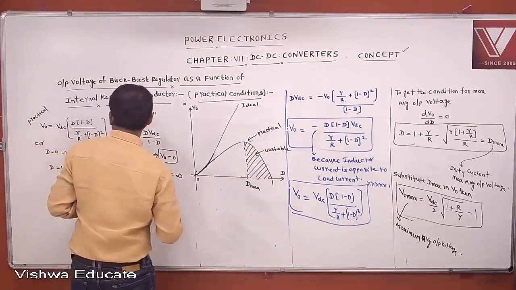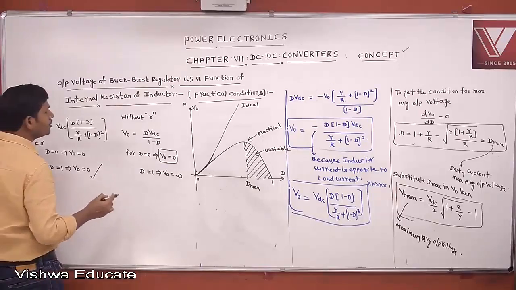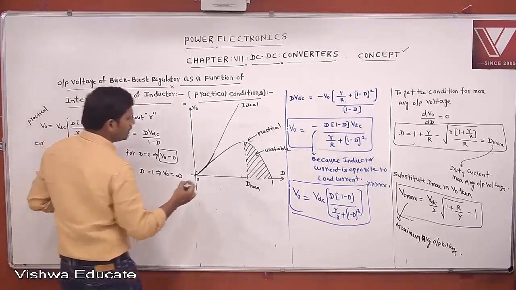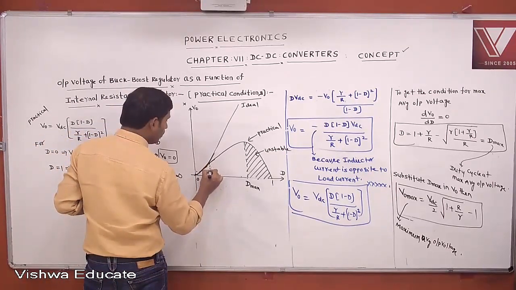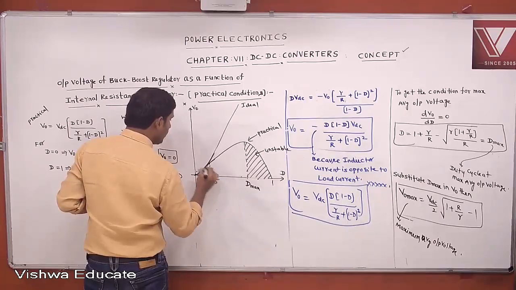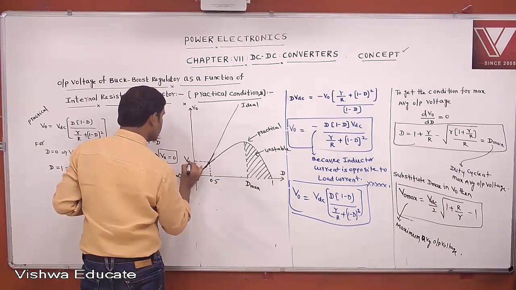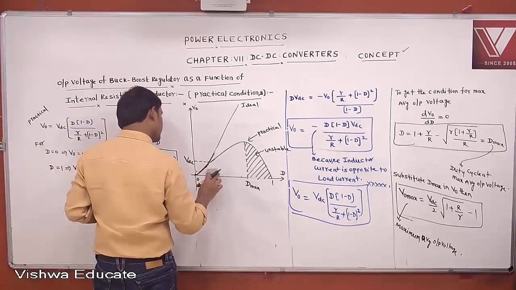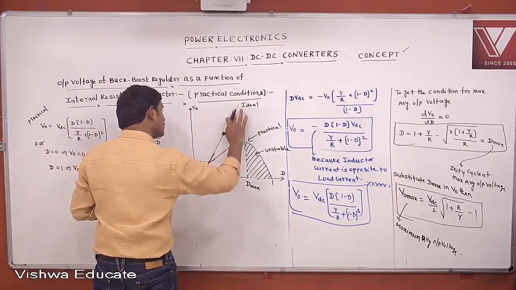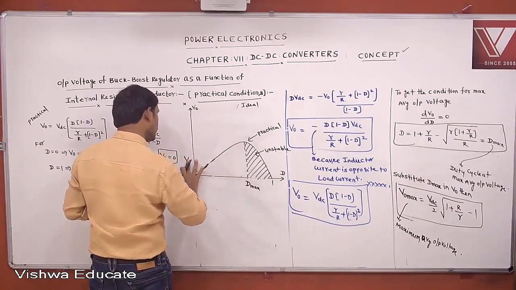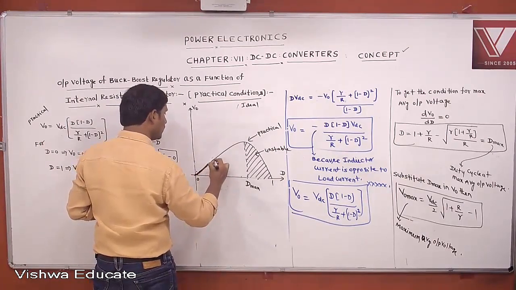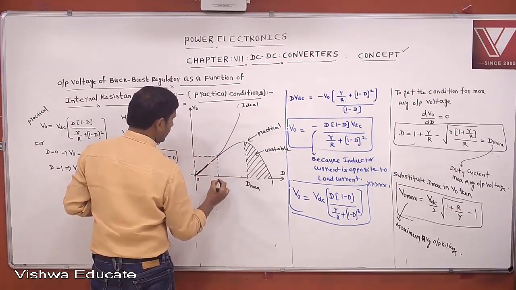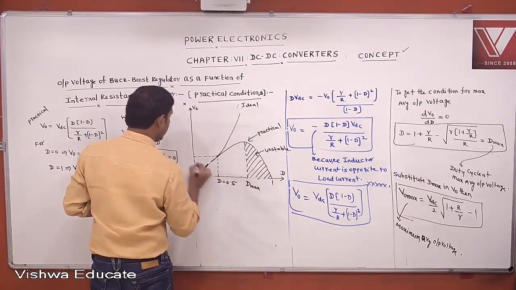But if we substitute D equal to 0.5 here, what you can get? V0 equal to VDC. This is for D equal to 0.5. We get V0 equal to VDC, even in the ideal case also. For D equal to 0.5, V0 equal to VDC.